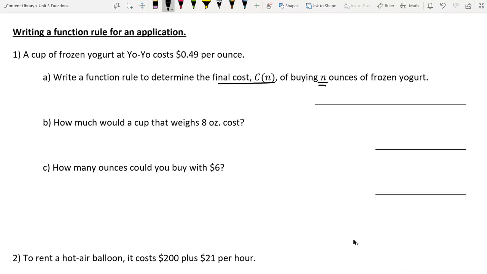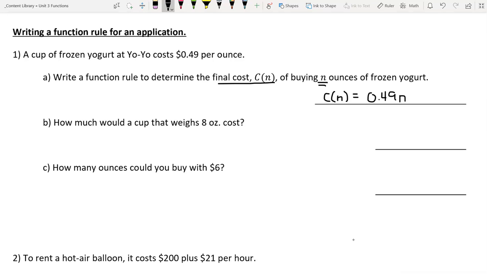So a cup of frozen yogurt at Yo-Yo costs 0.49 per ounce. So already you should be picking out what this will look like. So my final cost, we're going to see what this equals. C of n is my cost, equals 0.49. We've done things like this, just worded a little bit different. And then what's my variable? They give it to you. 0.49 times n, because n has to go with per ounce, okay?